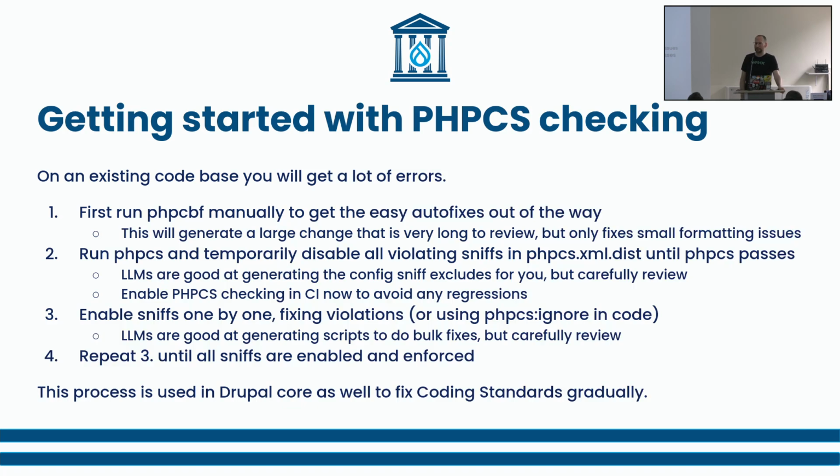Yeah, you should also enable it in continuous integration, in CI, so that you don't get any regressions. You fix the coding standards, then somebody writes some new code, and that should be checked immediately so that you don't get a mess again. And then you work your way up and enable the sniffs one by one and repeat basically step 3 until you're happy with the configuration.